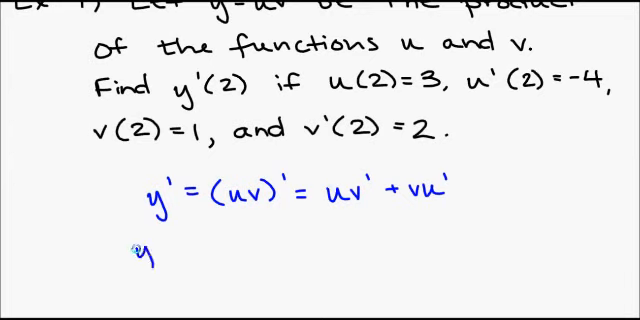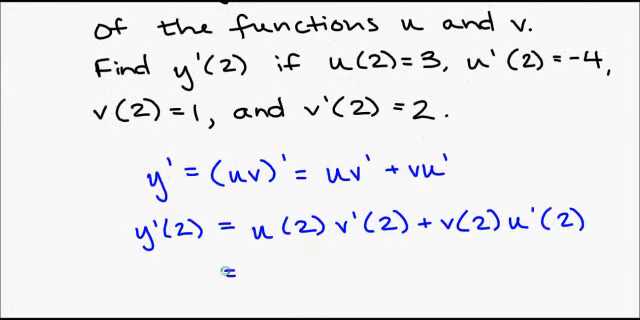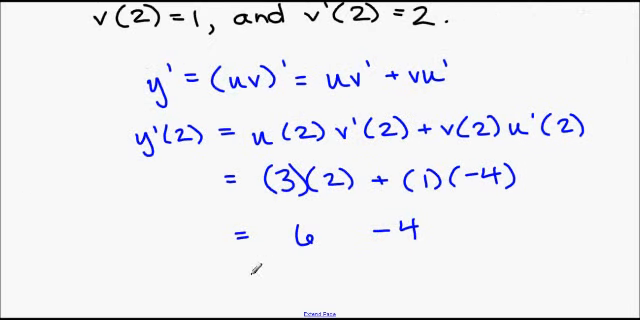So this means that y prime of 2 equals u of 2 times v prime of 2 plus v of 2 times u prime of 2. And now we just have to plug in. So we have 3 times 2 plus 1 times negative 4. Okay, so this is 6 minus 4, which gives us a 2. Pretty straightforward. That is the end of 3.3 part 1.